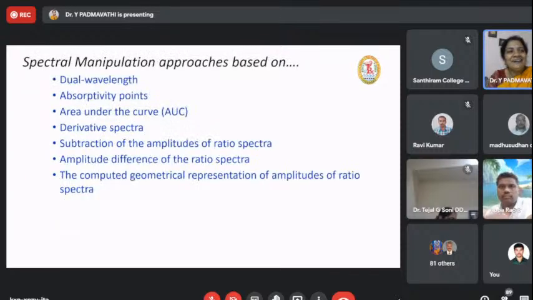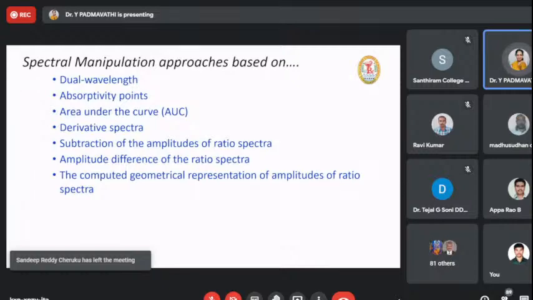Yeah, so coming to the topic, spectral manipulation approaches. You are manipulating the spectral characteristics by using simple mathematical techniques, simple transformations like derivative, subtraction, division, addition, multiplication. Sometimes you will be adding and again dividing. Sometimes you are subtracting and again multiplying.